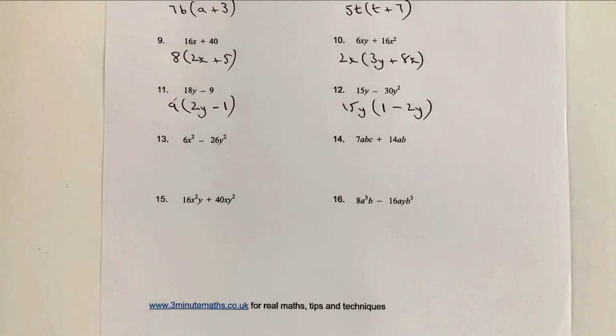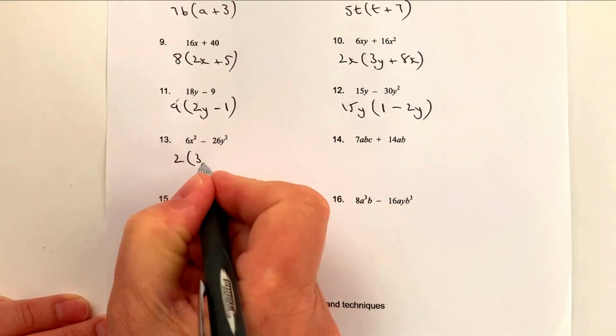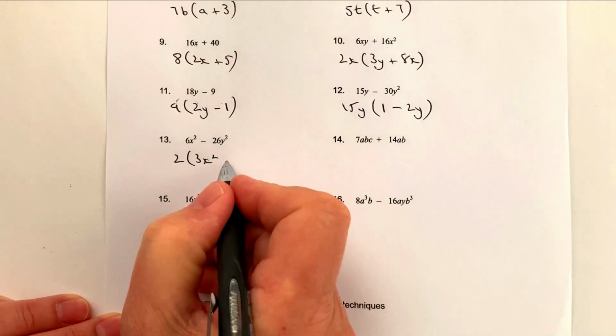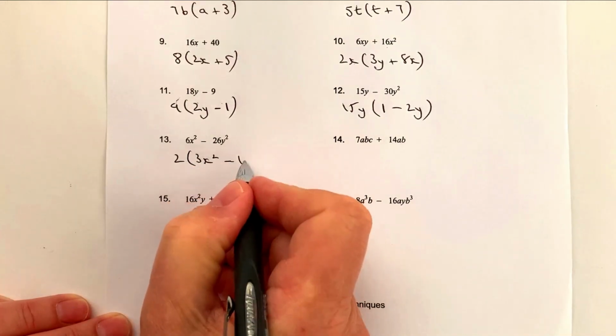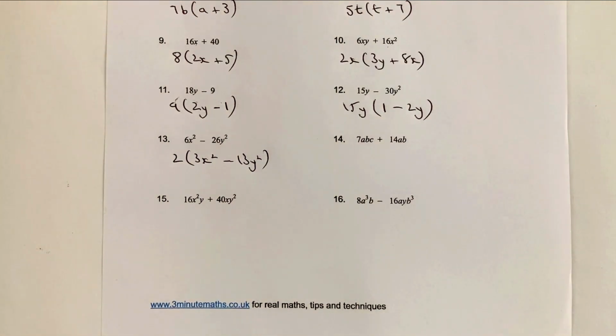So the biggest number that will divide into 6 and into 26 is actually going to be 2. And in this particular case, although it looks like I should have, unfortunately, I don't have any letters that are common to both terms. So actually, I'm going to take 2 out, and that's going to become 3x squared. I'm going to take 2 out of here. That's going to be 13y squared. Okay, so a little bit of an awkward one, but nevertheless, that would be correct.